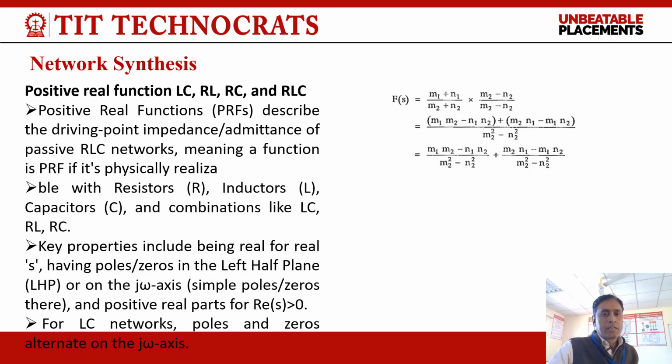and positive real part, for real part is positive. For LC network, poles and zeros alternate on the j omega axis. Here, F(s) is equal to (m1 plus n1) upon (m2 plus n2) multiply (m2 minus n2) upon (m2 minus n2).